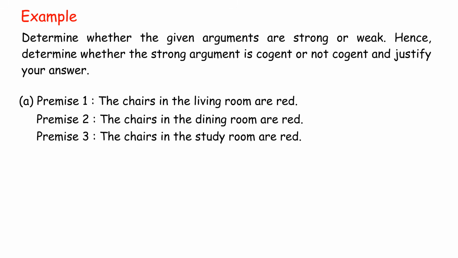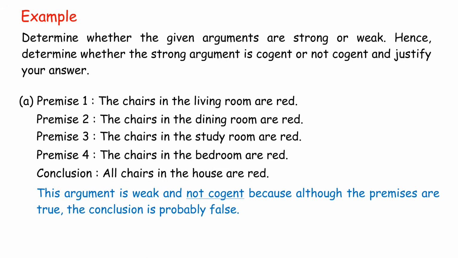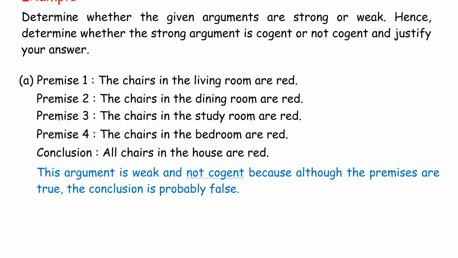Premise 3. The chairs in the study room are red. Premise 4. The chairs in the bedroom are red. Conclusion: all chairs in the house are red. This argument is weak and not cogent because although the premises are true, the conclusion is probably false.